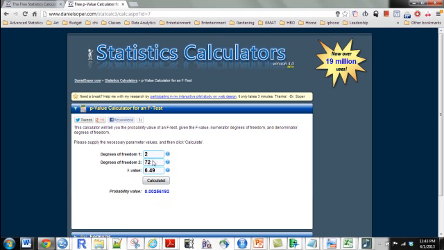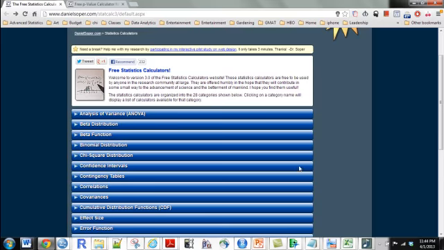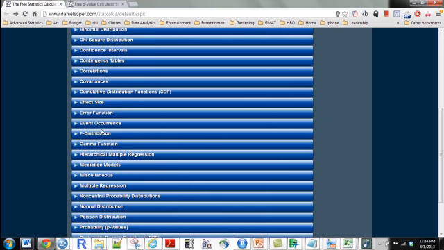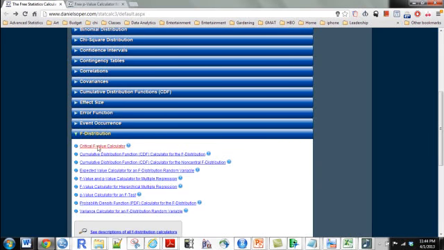So anyway, here's one approach. If you want to get a p-value and you've got the degrees of freedom and the F value, you can just come in and plug that into that. The other thing is, also under the F distribution, we have a critical value for F calculator.